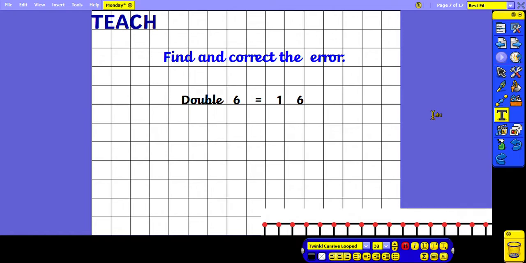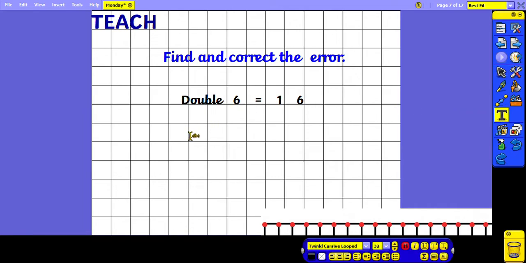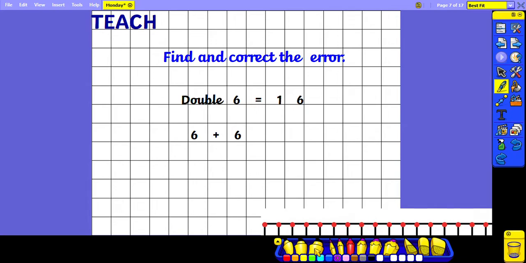So here we've got a problem, and it's got an error in it somewhere. It says double 6 equals 16. So if we're doing double 6, we know what we're actually doing is 6 add 6. And if you're not sure what that is in your head, what you could do is to use some practical objects at home. You could count out 6 and then count out another 6 and work out how many you've got all together, or we could draw them.